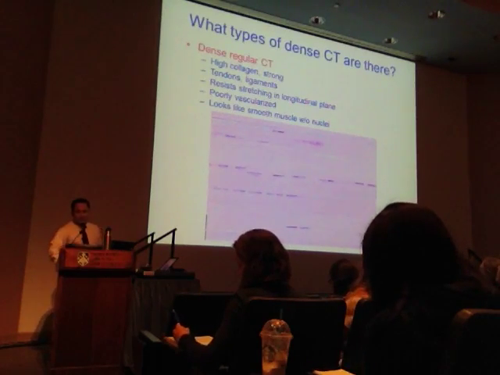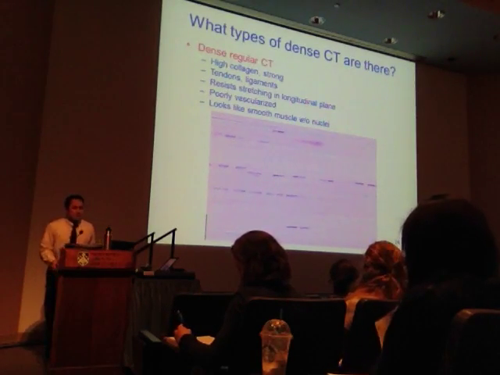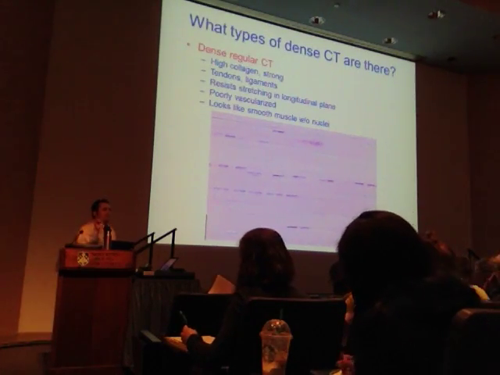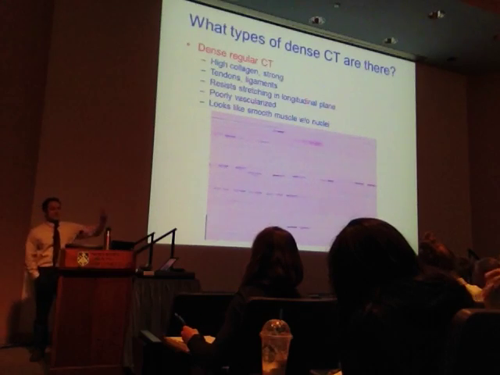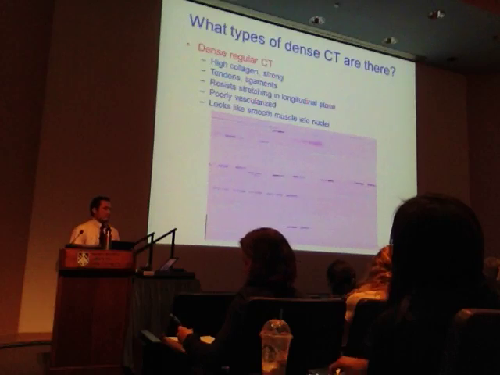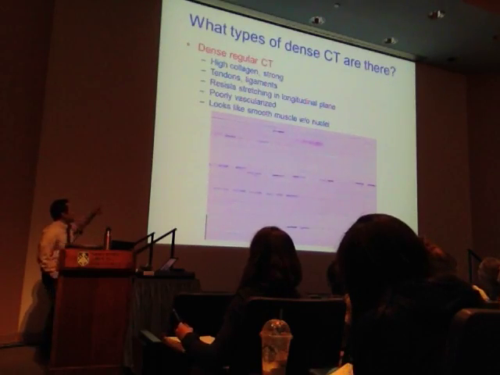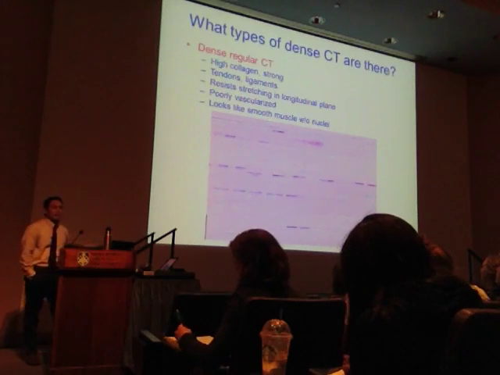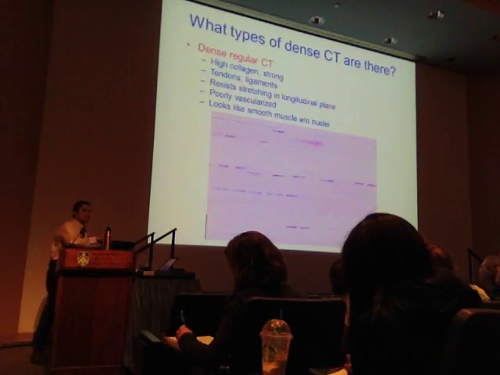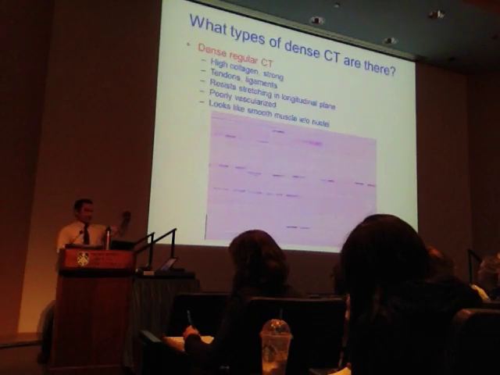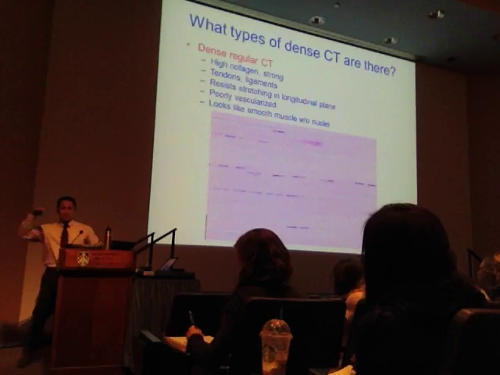Dense regular connective tissue is oftentimes misdiagnosed or misidentified as being smooth muscle. But the difference here is smooth muscle has far more nuclei, right? Because muscle tissue is not a connective tissue, right? You have epithelium, connective tissue, you have muscle, and you have nervous.